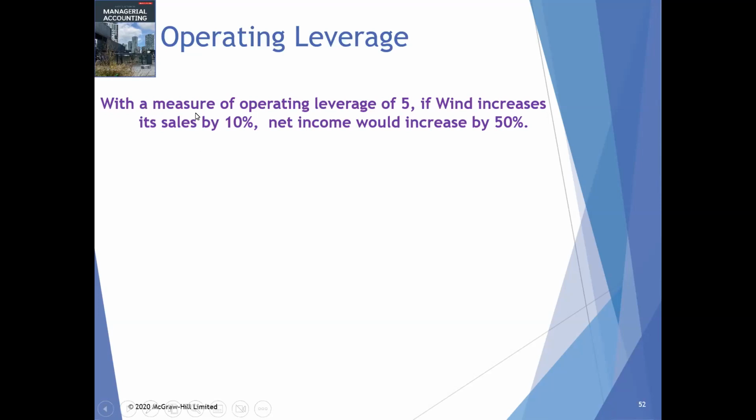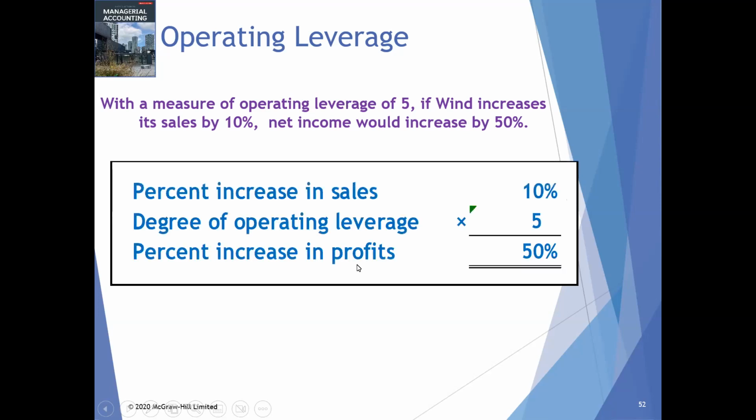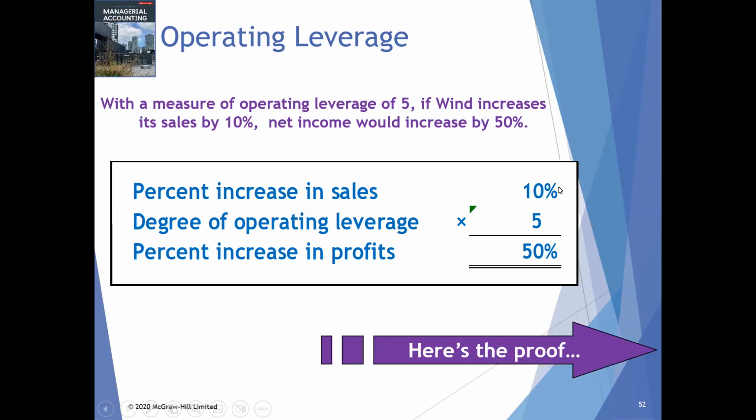Now look at this. With an operating leverage of 5, right, if the company increases its sale by 10%, net income would increase by 50%. It means 10 multiplied by 5. This is the operating leverage, right? So percentage increase in sale is 10%, degree of operating leverage is 5, and percentage increase in profit is 50%. So this is 5 times. How is this possible? And here is the proof.